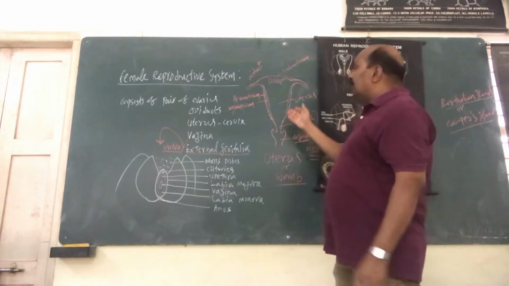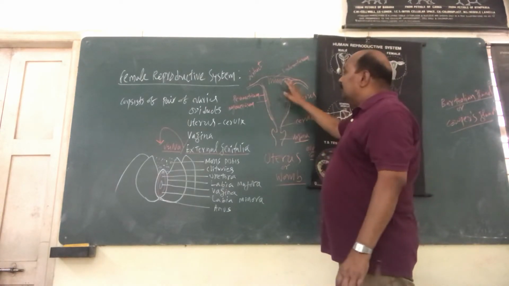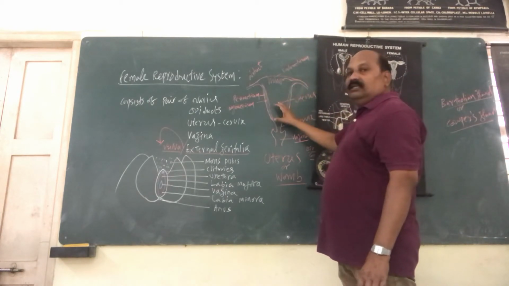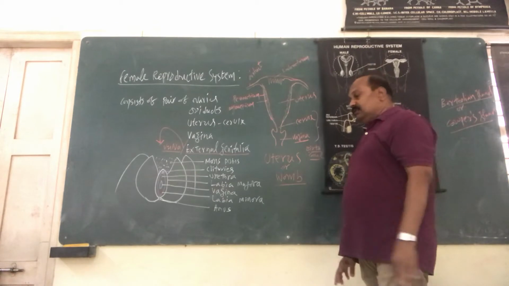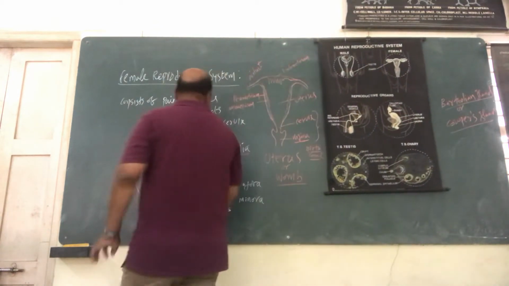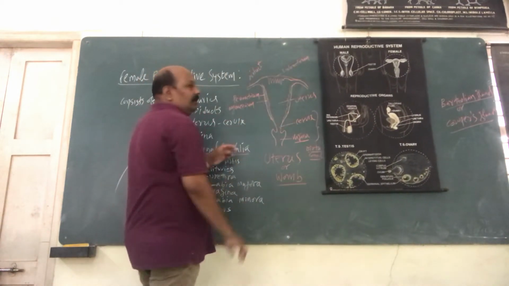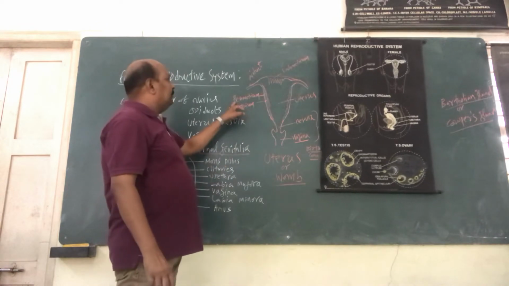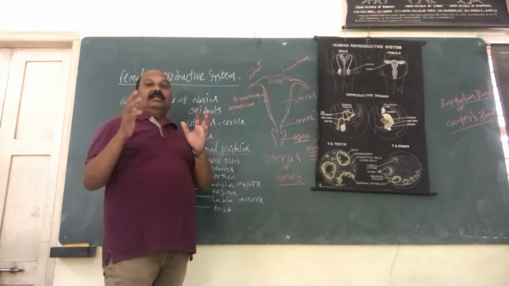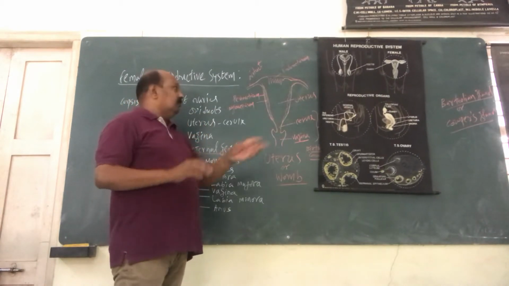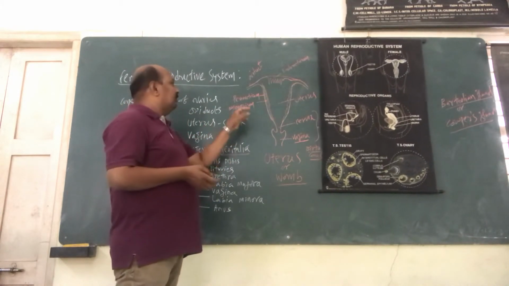Now when you talk about the anatomy of the uterus, you see that the whole uterus is completely made up of three layers of walls. What are the three layers of walls? Number one, the outermost area of the uterus is called the perimetrium. Whereas the middle one is completely made up of muscles. The muscles of the uterus wall are called the myometrium.